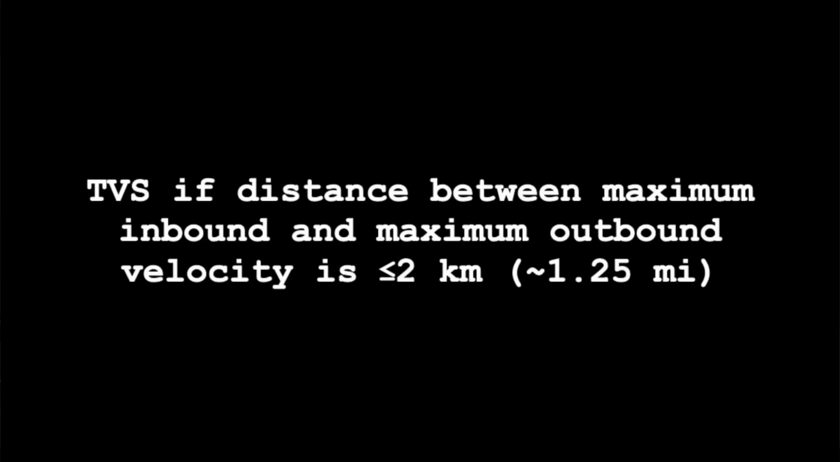Generally, when the distance between the maximum inbound and maximum outbound pixels of a couplet is less than or equal to about 2 kilometers, about 1.25 miles, you are dealing with a TVS. This should not be considered a hard and fast threshold, as there are many exceptions, but it's at least a general rule of thumb to utilize when out in the field.